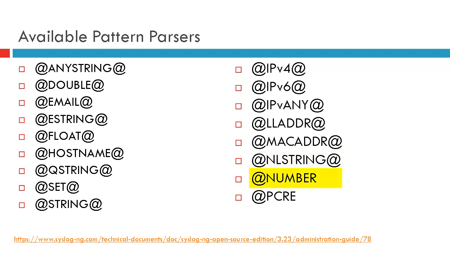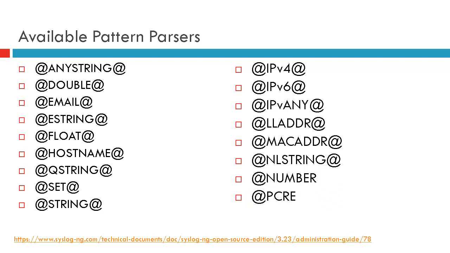The next parser we have is the number. The number parser matches a sequence of decimal numbers, 0 through 9. For example, 1 or 2 or 100 and so on. We have to note though that if the number starts with 0x, it is parsed as a hexadecimal number. The next and the last parser we have is the PCRE parser, and it uses Perl compatible regular expressions to match a value.